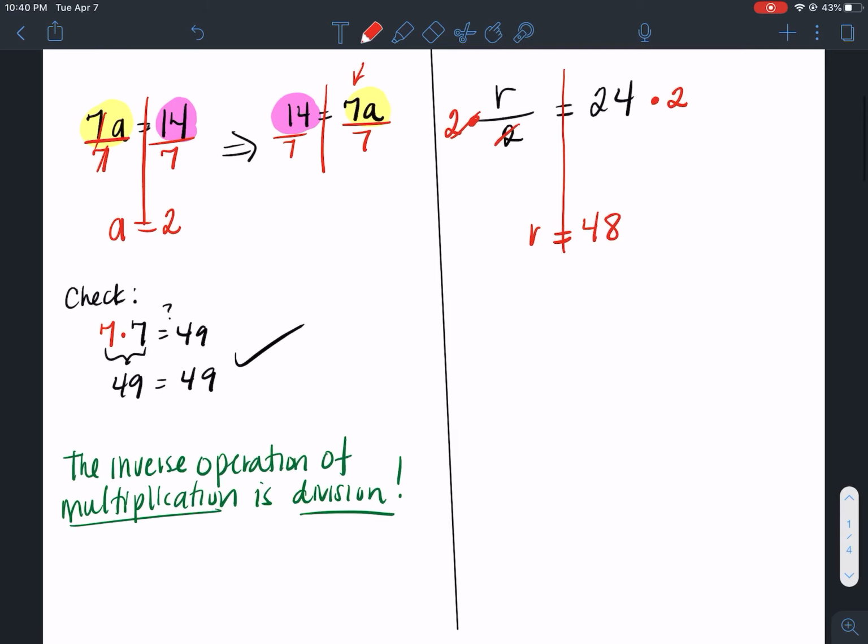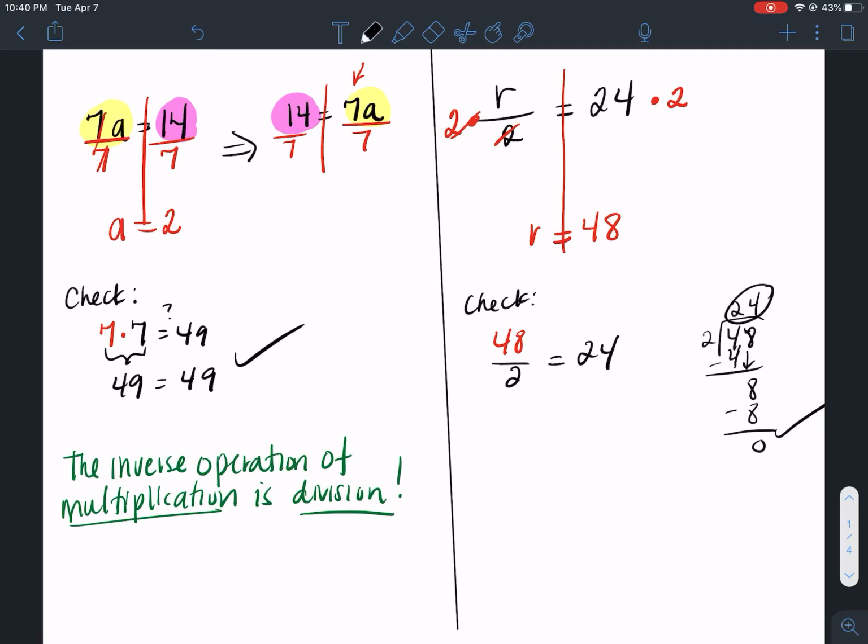So I'm going to check. Is it true that if I divide 48 by 2, that would give me 24? Let me check on the side. 48 divided by 2: 2 goes into 4 two times. Bring down my 8. 2 goes into 8 four times. I'm done, and it's true. 24 equals 24.